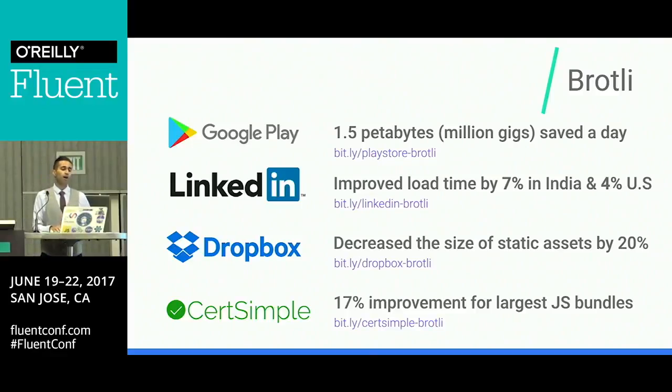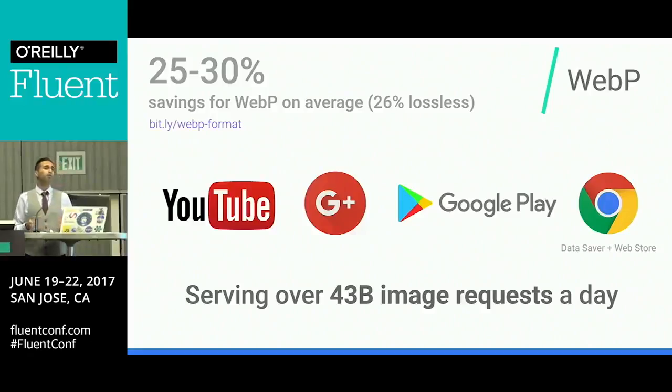Another new stat to share with you, Google has been heavily investing continuously over the last while in WebP. And I'm now happy to share that we're serving over 43 billion image requests a day using WebP. Now, WebP generally can save you somewhere in the region of 25 to 30% over other methods. If you're okay with lossy image encoding, it's about 26% if you're okay with lossless. But this is something that we're constantly finding as we employ it across YouTube, Google+, Google Play, the Chrome Web Store, Chrome's Data Saver mode. This is constantly giving us good savings, and we're hoping to continue investing in it moving forward.